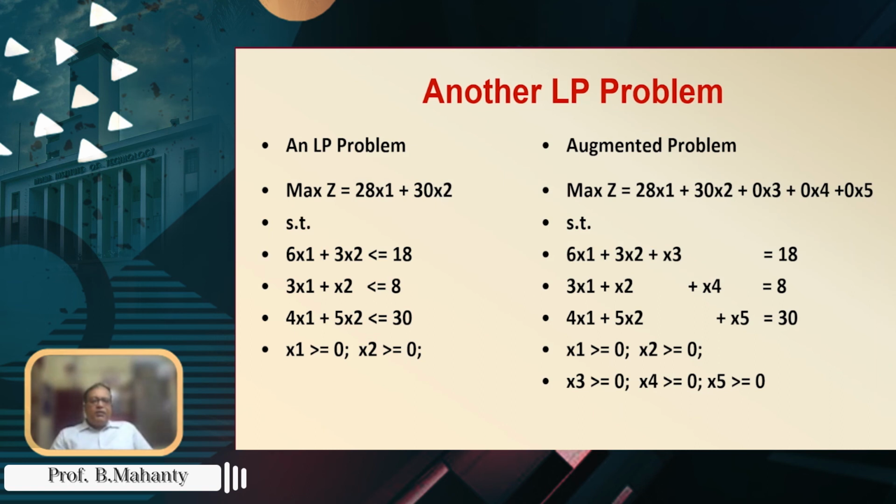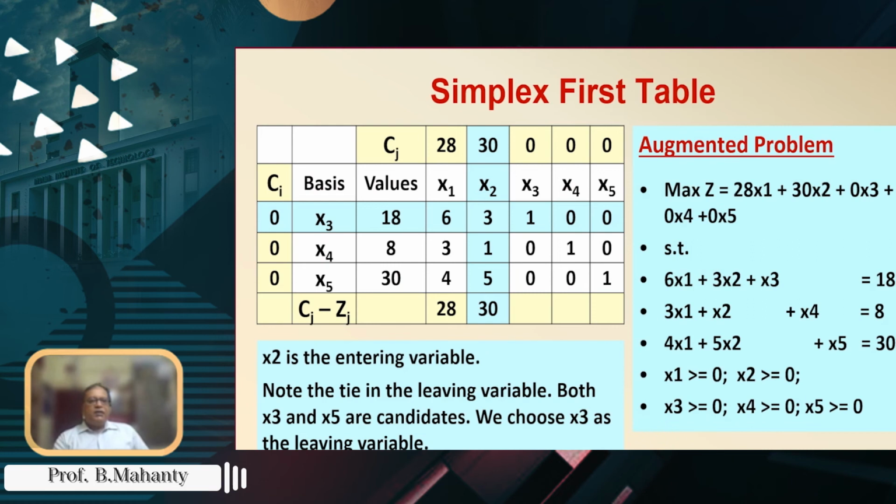Now here is another LP problem. So quickly we can see, because we have discussed this problem earlier, but not in the context of degeneracy. So maximize Z equal to 28x1 plus 30x2, subject to 6x1 plus 3x2 less than or equal to 18, 3x1 plus x2 less than or equal to 8, 4x1 plus 5x2 less than or equal to 30, and x1 greater than or equal to 0 and x2 greater than or equal to 0. So we add 3 more variables, they are slack variables, to get the augmented problem. So here is the augmented problem, and we write the first table.